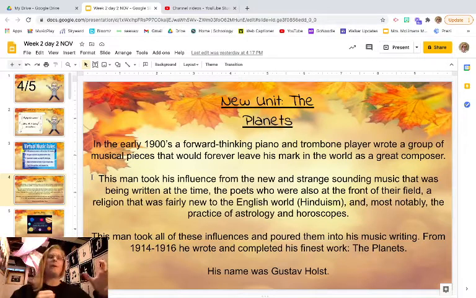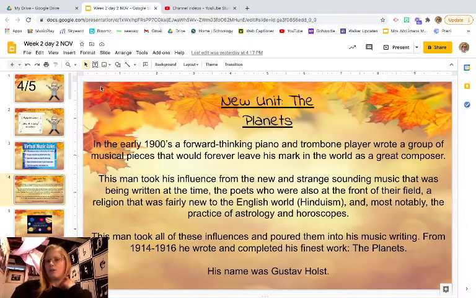He grabbed from about everything in his life and created, in 1914 through 1916, he wrote and completed his finest work that he is super duper well known for, called The Planets. His name was Gustav Holst. So Gustav Holst wrote a piece of music for every single planet of the solar system using his influences that were in the world around him, but the strongest influence was the astrology and the horoscopes.